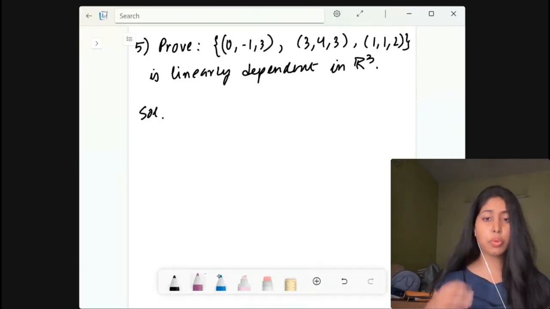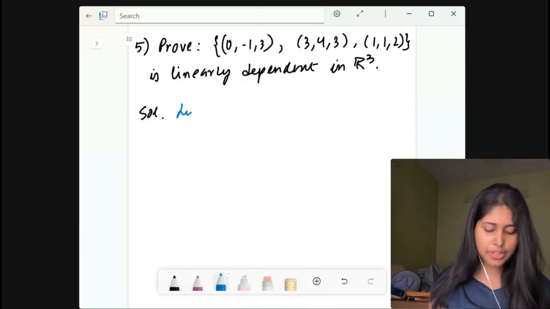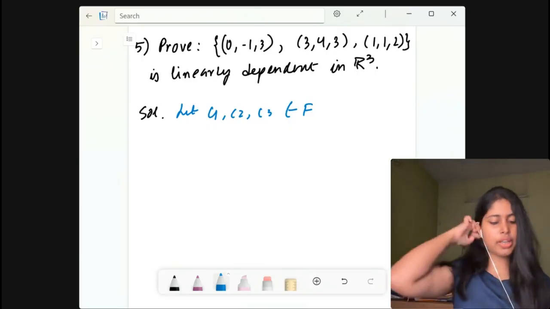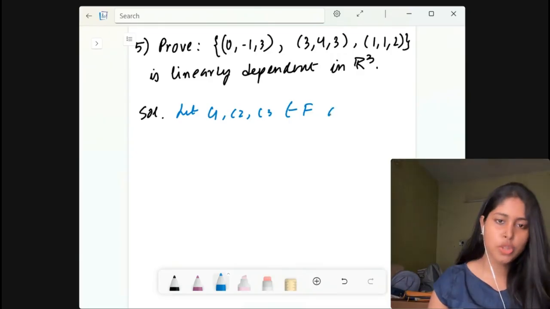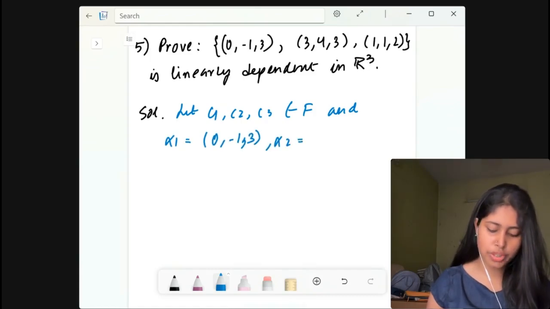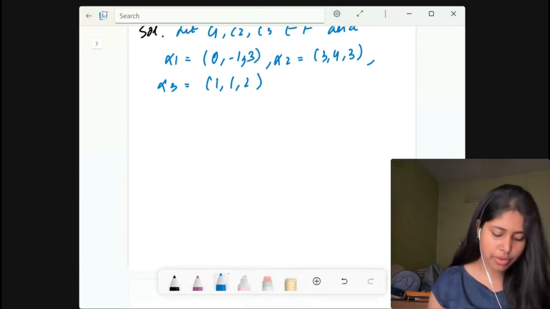Without wasting any more time, we will consider three scalars. Let C1, C2, C3 belong to F. That means these are the scalars taken from the field, and we have been given alpha 1 equals 0 comma minus 1 comma 3, and alpha 2 equals 3 comma 4 comma 3, and alpha 3 equals 1 comma 1 comma 2.